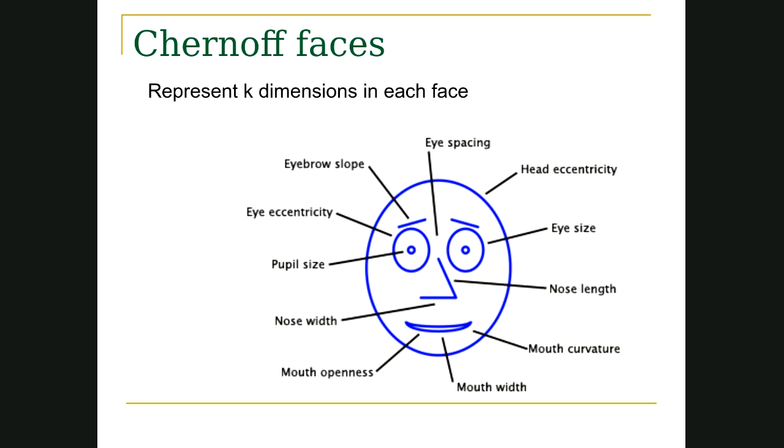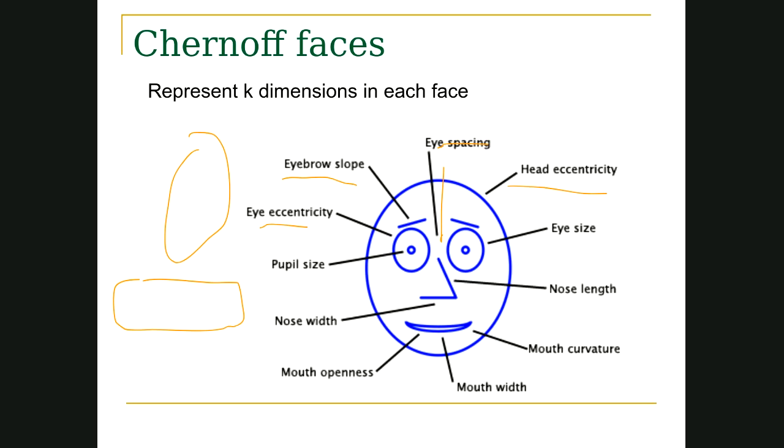So for the most part, head eccentricity. For example, I have a big head or a small head. I have a really elongated head or a really flat head. So I can have a head that looks like this, or I can have a head that looks more like that. That can show a data dimension, whatever that happens to be. Social security number, I don't know, some data dimension. The spacing between the eyes can show a data dimension. Eyebrow slope can show a data dimension. Eye eccentricity also.